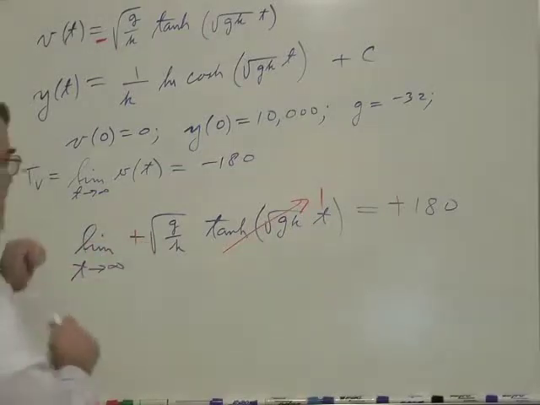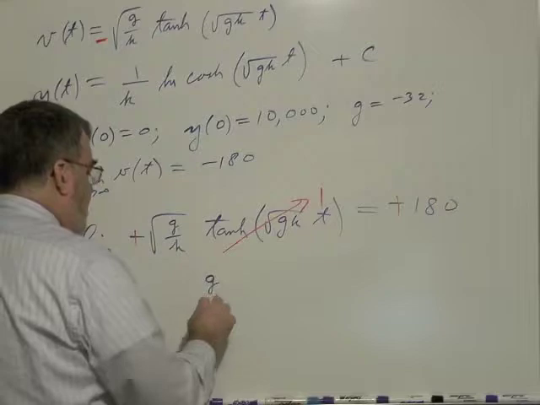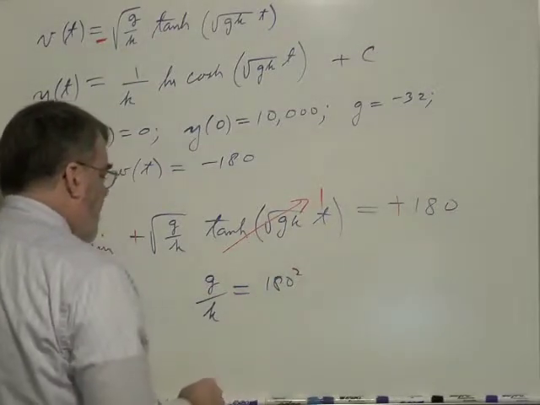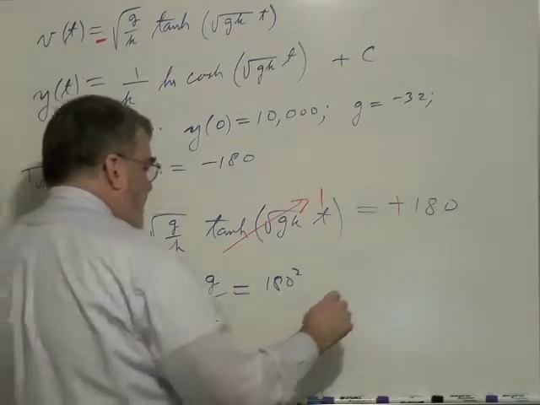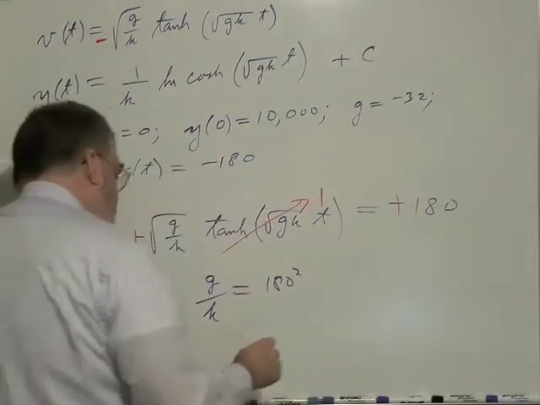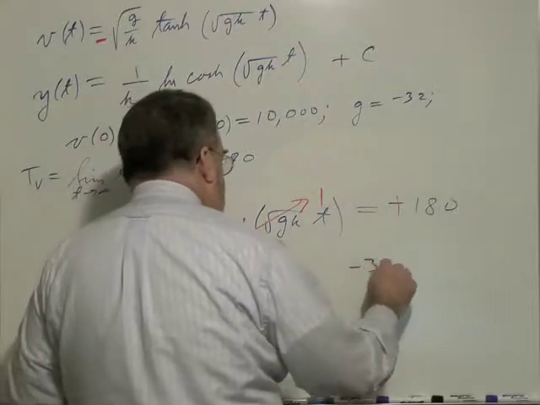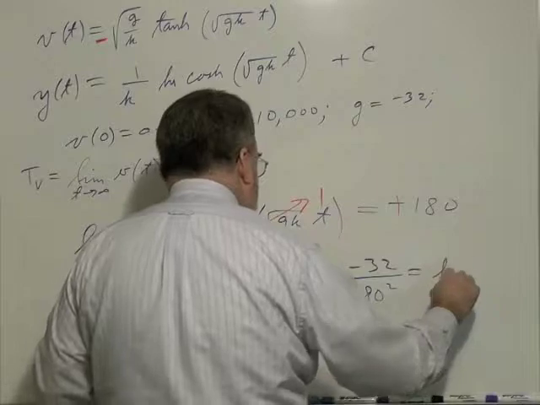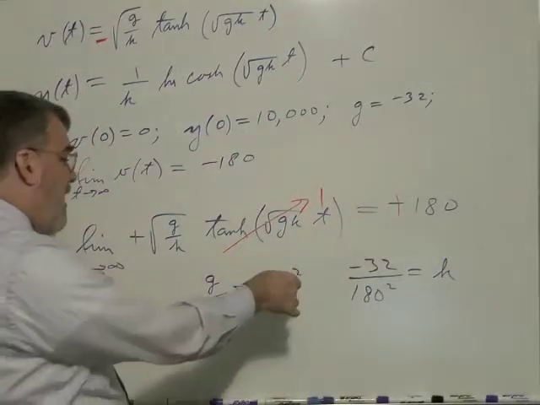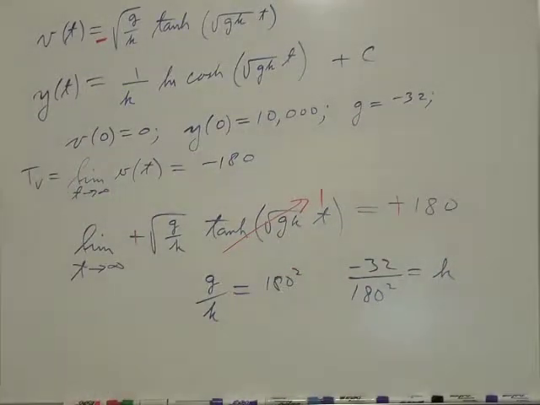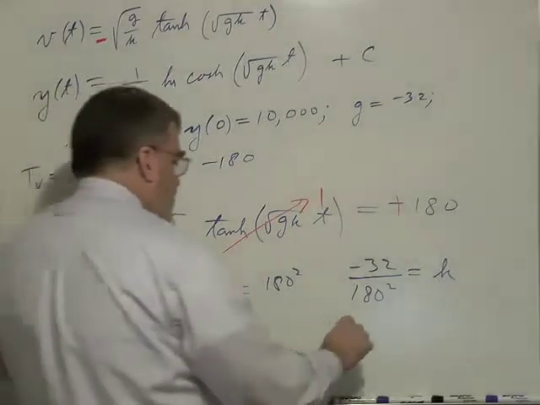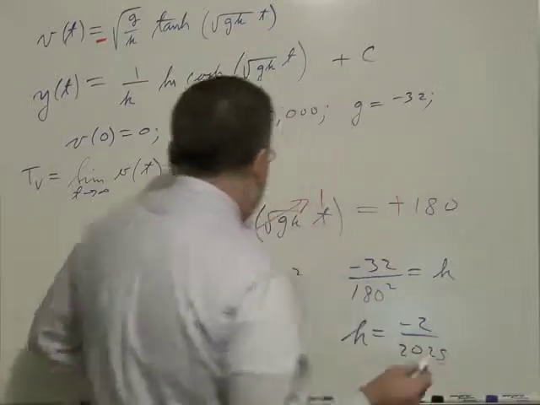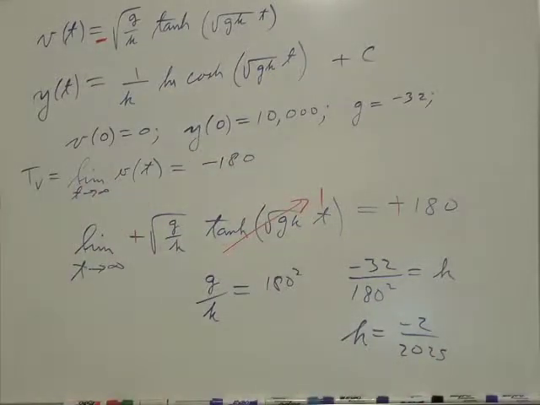If I square both sides here, I'll get rid of these square roots, so I'll have g over k is equal to 180 squared, and now g is minus 32. So let's see, minus 32 divided by 180 squared would equal k. So I multiplied by k and I divided by 180 squared. And I worked this out earlier. I think this is equal to minus 2 over 2025. So there we go.